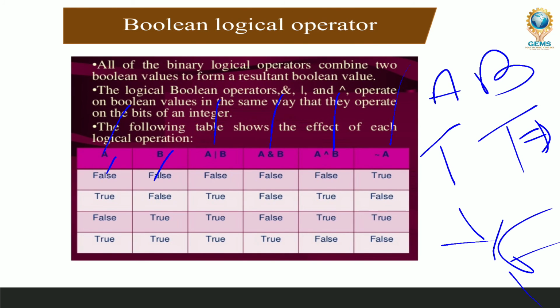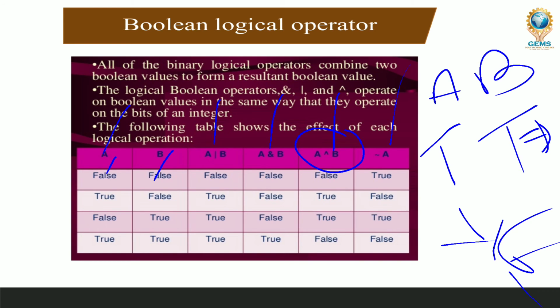It is quite opposite to the OR operator. In the OR operator, only when both are false is the output false, and in the remaining cases it is true. But in the AND operator, when both are true, it is true, but the remaining cases are all false. This is about the AND operation and OR operation. So now you will see the XOR operator.